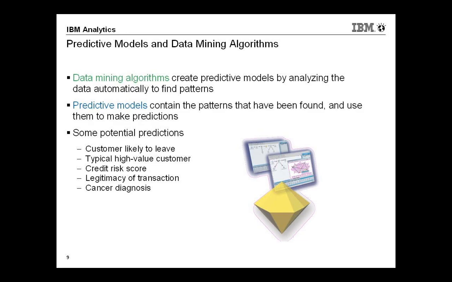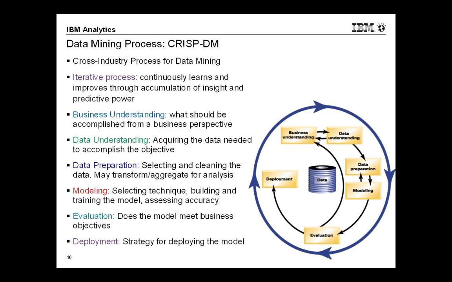So the data mining process that SPSS Modeler uses, and that is widely used in industry, is the CRISP-DM process, the cross-industry process for data mining. So it's an iterative process, continuously learns and improves through accumulation of insight and predictive power. So it doesn't just go once in a straight line. It goes in a circle and continuously updates. And as you update one step of it, you may have to go back and update a previous step.